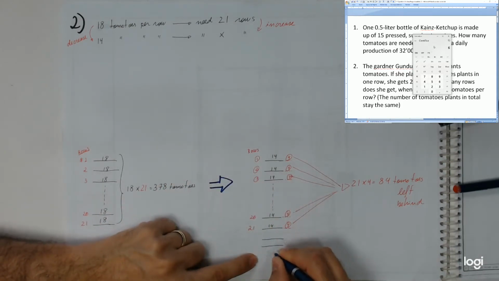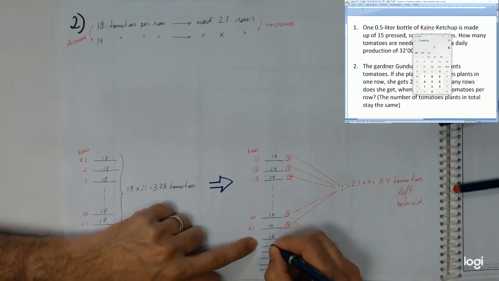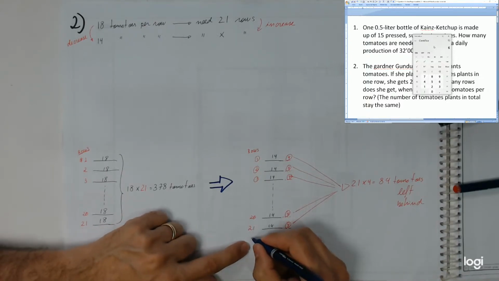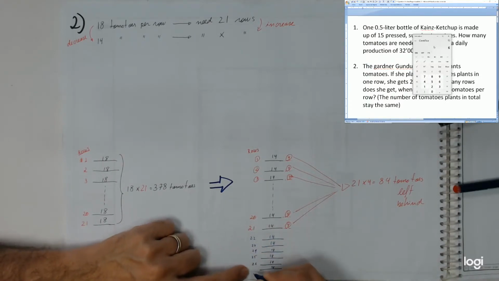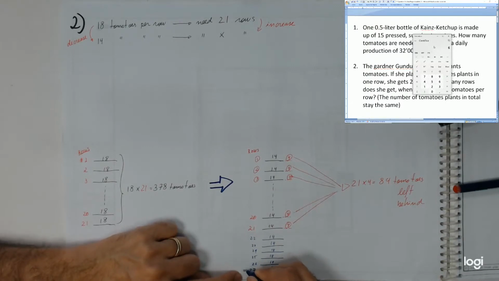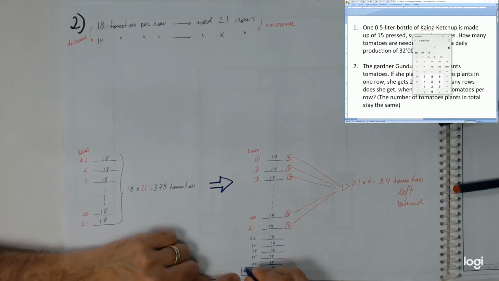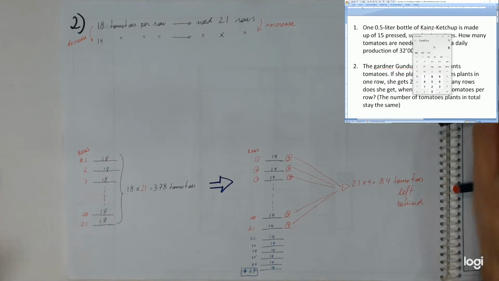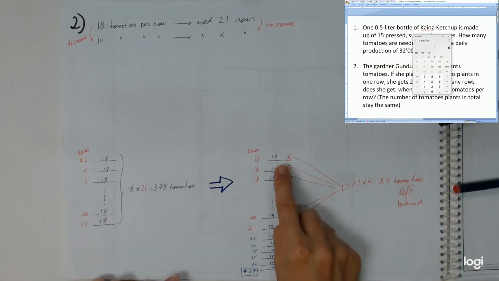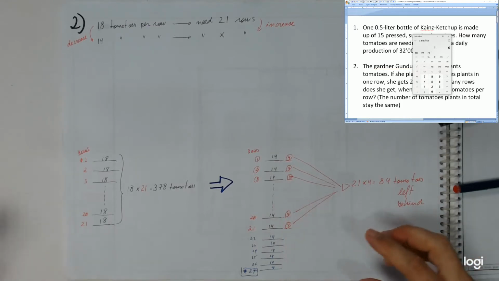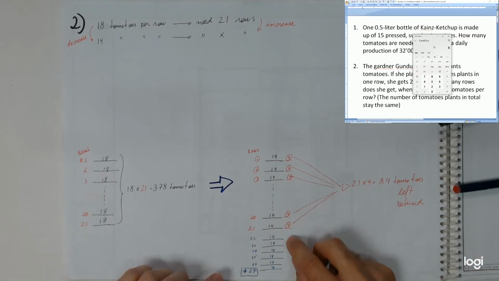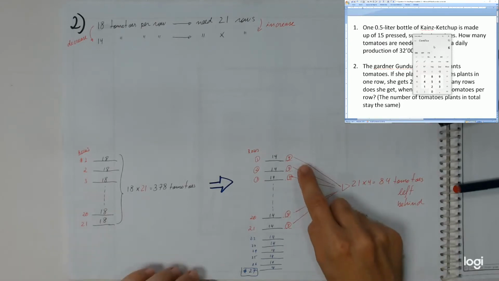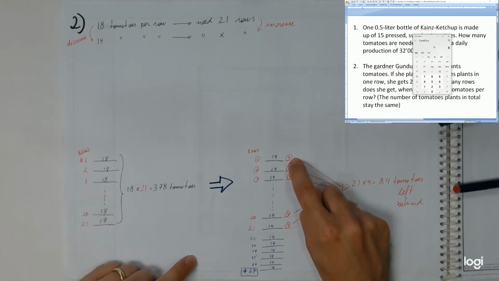1, 2, 3, 4, 5, 6. Okay? 14, 14, 14, 14, 14, 14. Number 22, 23, 24, 25, 26, number 27. Can you see? Now, because she's putting fewer tomatoes per row, of course, she's going to be able to build more rows, because for each row, 4 tomatoes are going to be left.